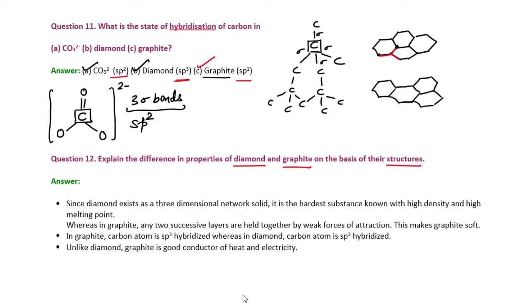So as I said, diamond exists as a 3-dimensional network solid because there is a network of covalent bonds in diamond. That's why it is the hardest substance known. It has very high density and has high melting point because of very strong carbon-carbon sigma bonds. Each carbon is forming sigma bond with other carbon and the bond is very strong. That's why it has high melting point and there is a network of covalent bonds. That's why it is highly dense, right?